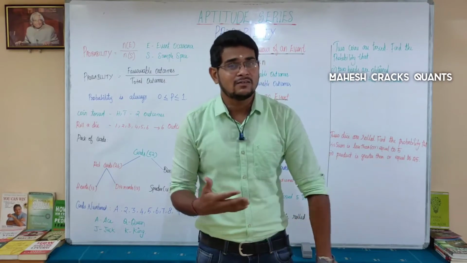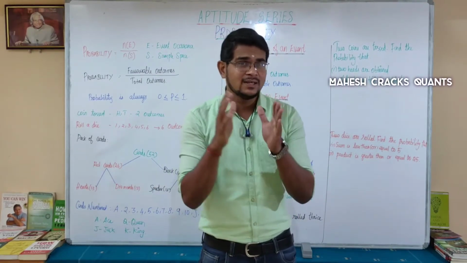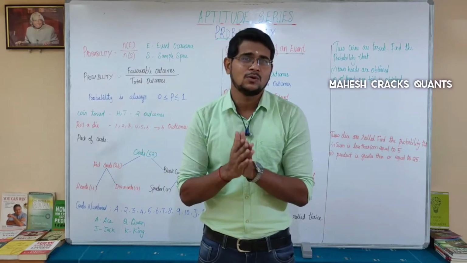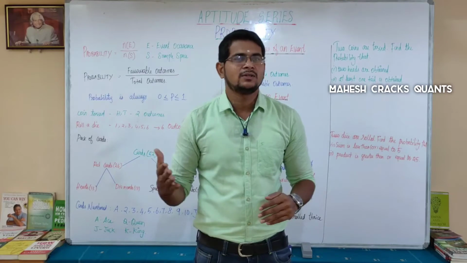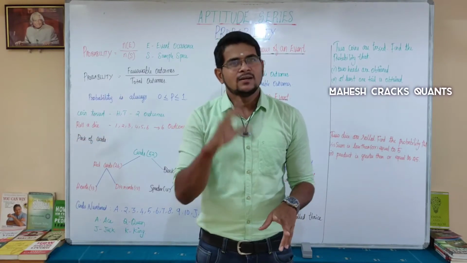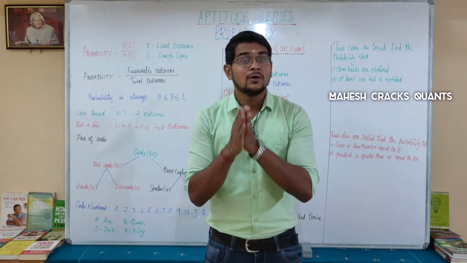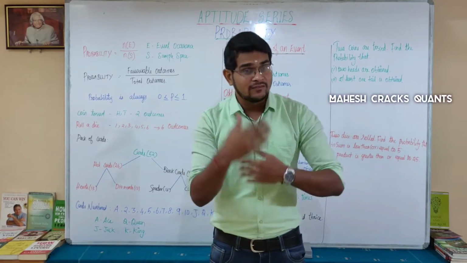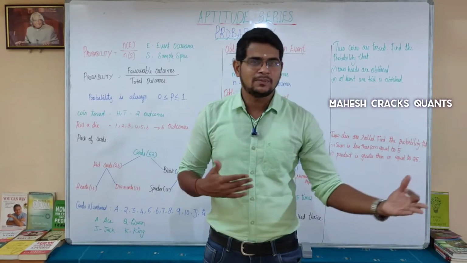But what is favorable to you, which is nothing but the place A? To go to place A, there are only 30 buses that go to A, which means your favorable outcome is 30 and your total outcome is 100. 30 by 100, which is nothing but 3 by 10, is your probability, which is nothing but for every 10 buses, you have 3 buses to go to the place A.